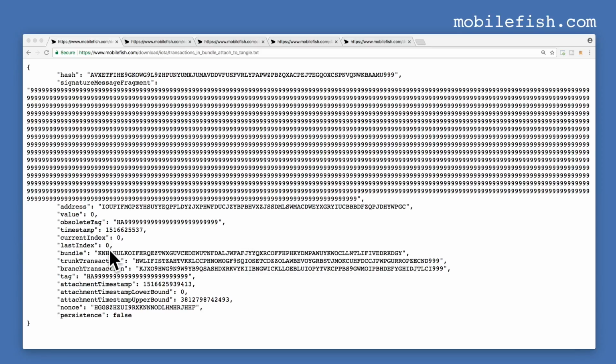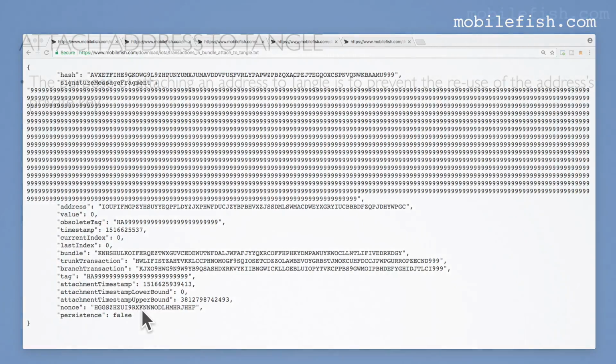The transaction bundle contains only one transaction, indicated by last index is 0. The transaction does not have a signature. The transaction references two unreferenced transactions, aka tips. See the trunk transaction hash and the branch transaction hash. The transaction has a nonce, which means it had to do proof of work.